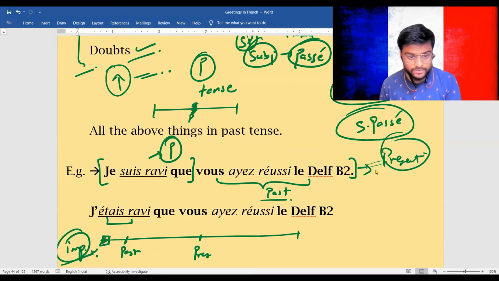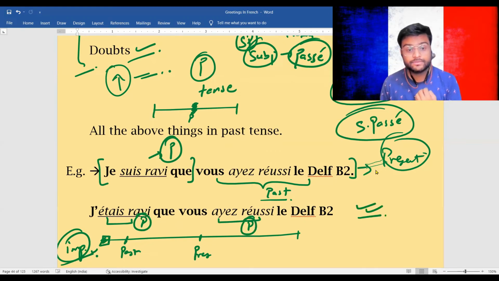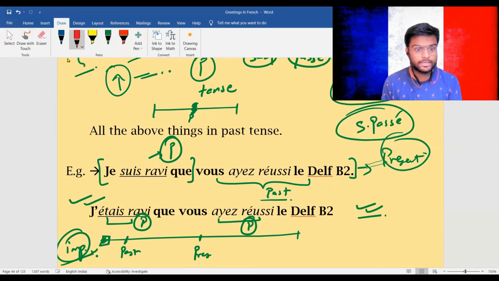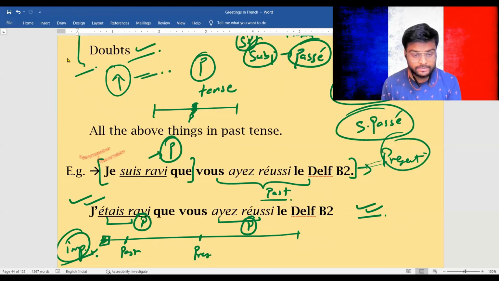Now, let's observe this situation. This is past, this is past. Or this kind of scenario is also possible. I have observed that most teachers, whenever it comes to subjunctive passé, only discuss this kind of scenario. But rest assured, this scenario exists and this sentence is 100% correct. Always remember this thing.